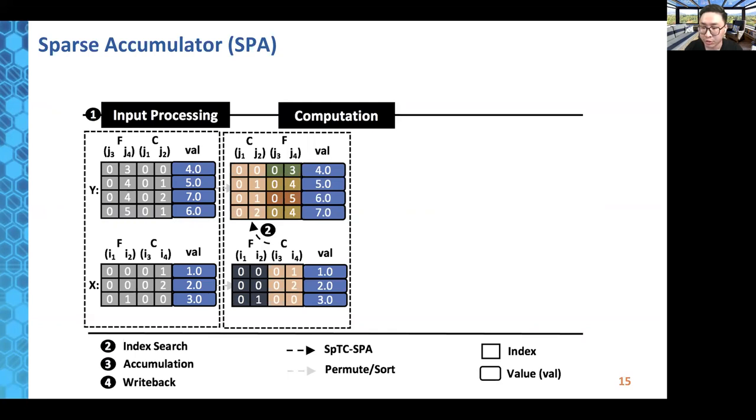The second stage is index search, which searches the corresponding contraction mode indices in the second tensor based on the contraction mode indices in the first tensor.